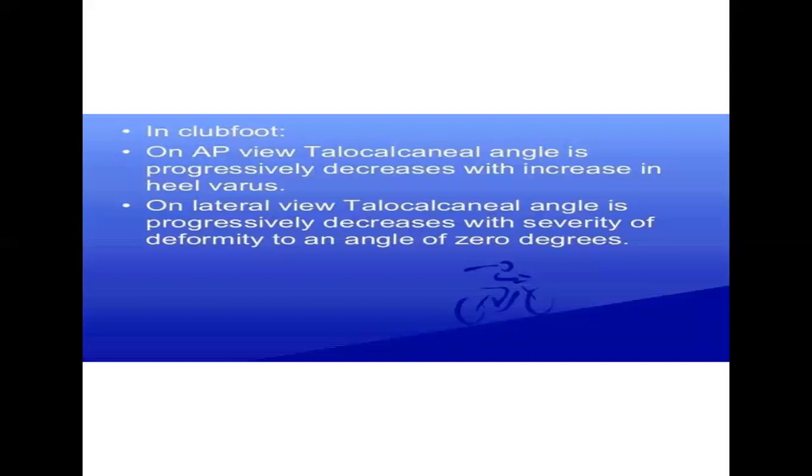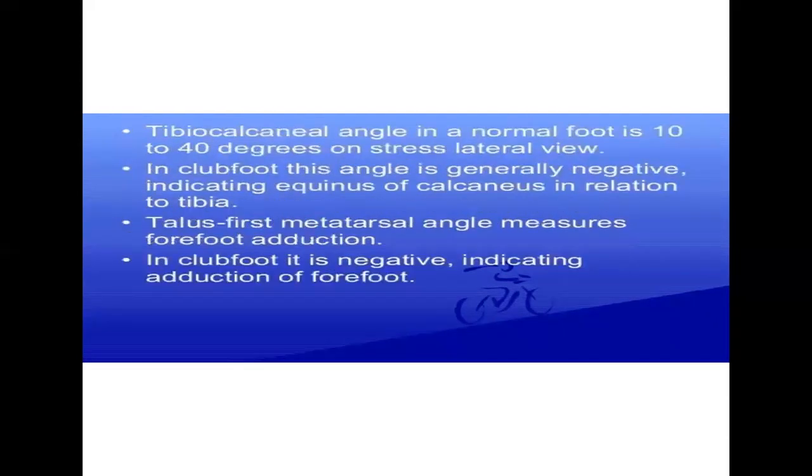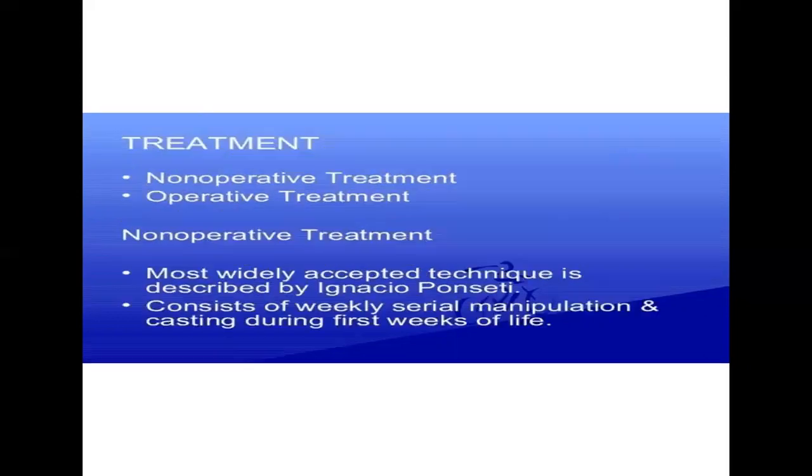In clubfoot on AP view, the talocalcaneal angle is progressively decreased with increase in heel varus. On lateral view, the talocalcaneal angle is progressively decreased with severity of deformity to an angle of 0 degrees. Tibiocalcaneal angle in a normal foot is 10 to 40 degrees on stress lateral view. In clubfoot, this angle is generally negative, indicating equinus of calcaneus in relation to tibia. Talus first metatarsal angle measures forefoot adduction. In clubfoot, it is negative, indicating adduction of the forefoot.